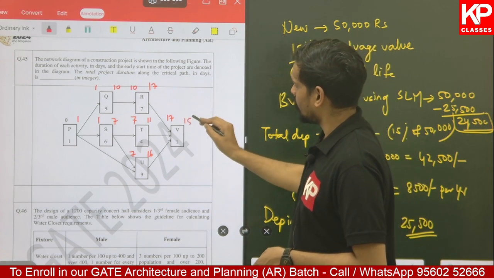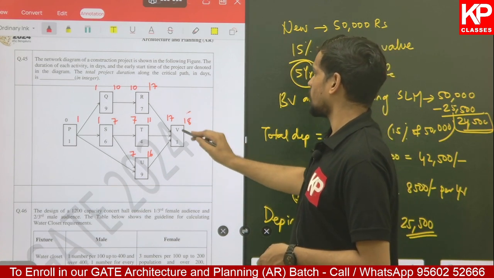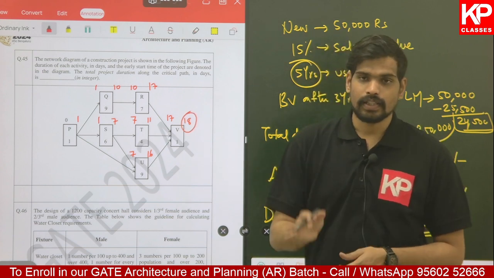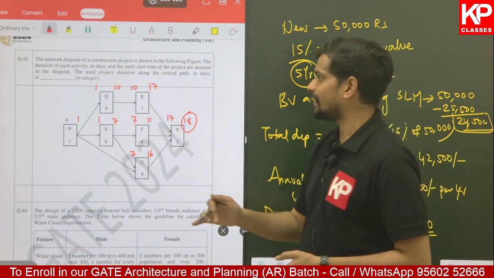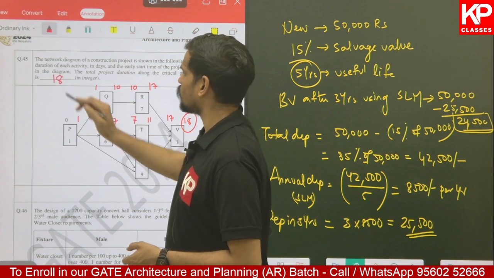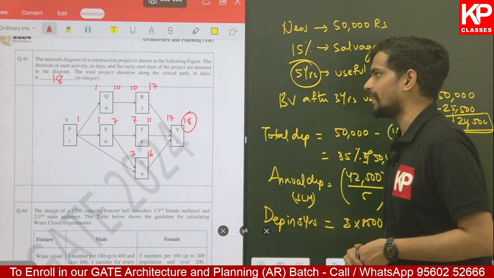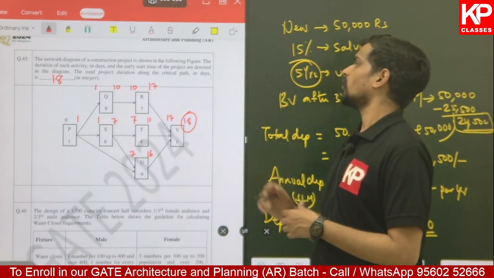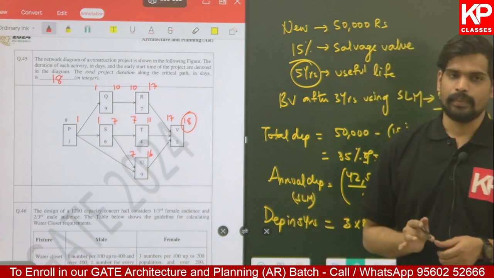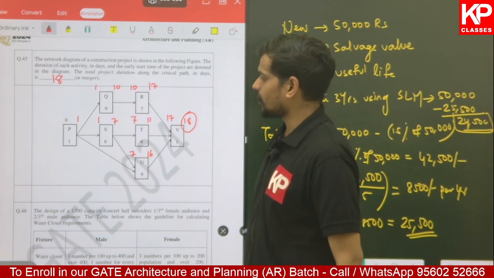17 plus 1, you will get 18. So what is the project duration? It is 18 days, starting on 0 and finishing on the 18th day. So 18 is the project completion time in days. The project duration along the critical path in days will be 18. A very simple, direct, straightforward question.